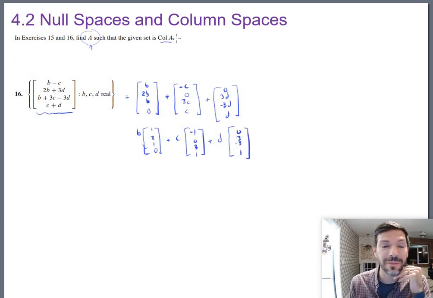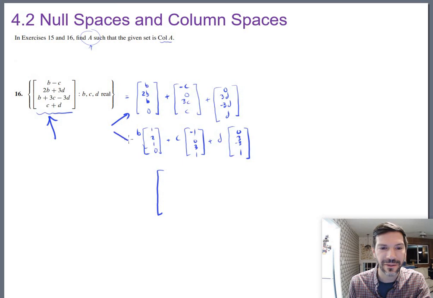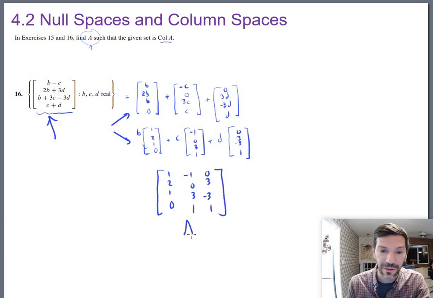Keep in mind the column space of A literally means the linear combinations of the columns of matrix A. So if you want a matrix A whose column space looks like that, it is the matrix 1, 2, 1, 0, -1, 0, 3, 1, 0, 3, -3, 1. There's an A whose columns you can combine to produce all of this stuff.